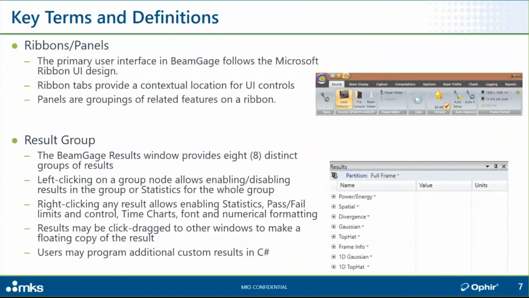A couple important UI components of BeamGage as we go forward. We use the Microsoft Ribbon UI design. On the ribbon, you have tabs. Those are primary functionality groups. And then you have panels on a given ribbon that are a more specific group of functionality. We also have a results display where all of the different results are posted for viewing. There are a bunch of features tucked away in here, being able to enable statistics, pass-fail control, time charts, and also font and numerical formatting. You can also pull results off and make a floating copy on any of the other displays. Users can also use the C# programming language to make their own results, and BeamGage can pull those in, and the instructions for doing that are actually provided with the software download.